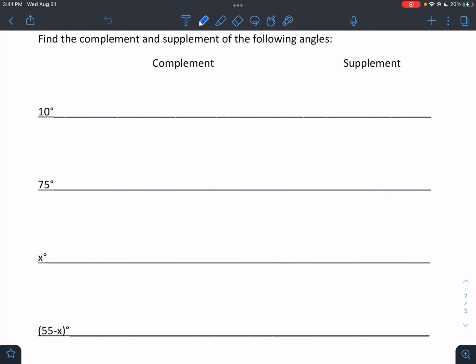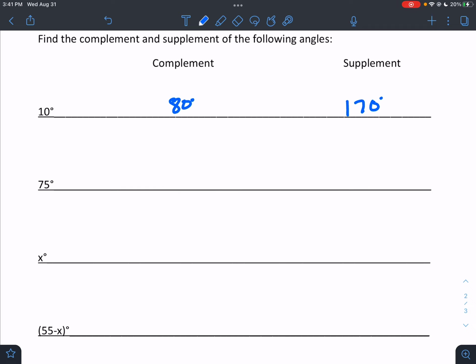So complements, let's look at this. We have a 10-degree angle here. I want to know the complement of a 10-degree angle. Hopefully that's a pretty quick one. That would be 80 degrees. Why? What is 10 plus 80? 90. Boom, nailed it. The supplement would be 170 degrees. Most people aren't going to struggle with that if they understand the definitions of supplements and complements. 170 plus 10 equals 180 degrees.